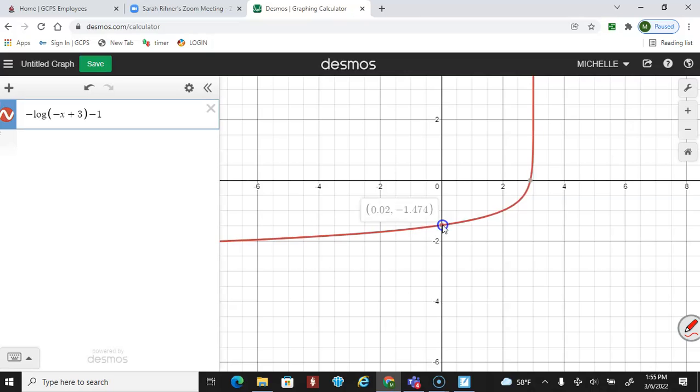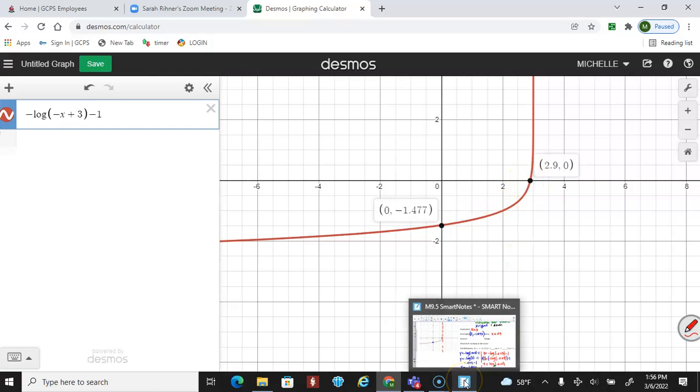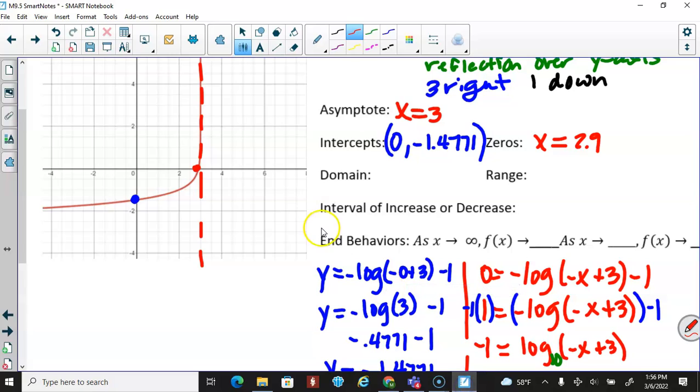And now we can double check and make sure that we got our zeros right. We got negative 1.4771. Yep, that's what we got. And over here we got 2.9. So that's a good way to verify and make sure that when we solved it, we got them correct if we have access to decimals.